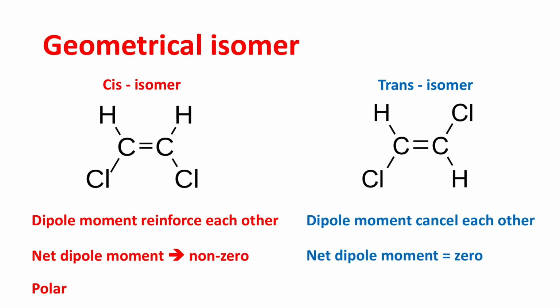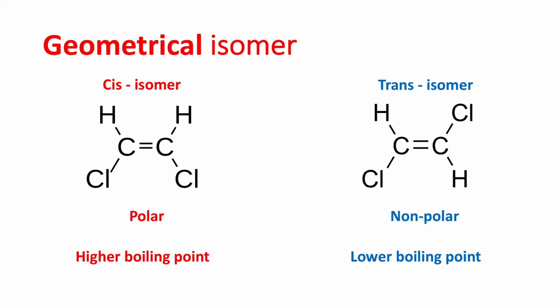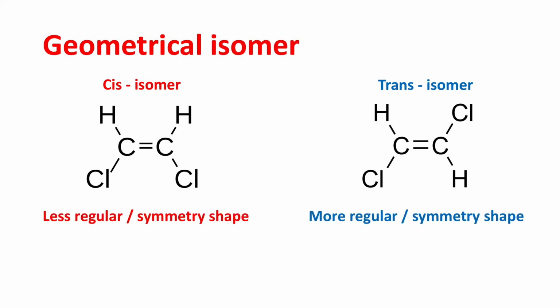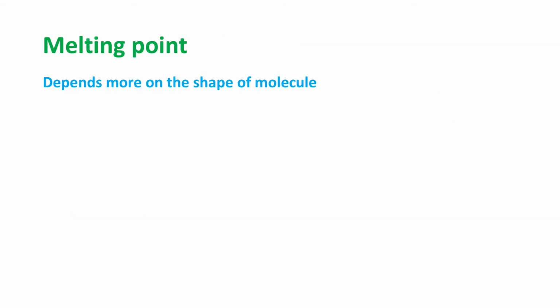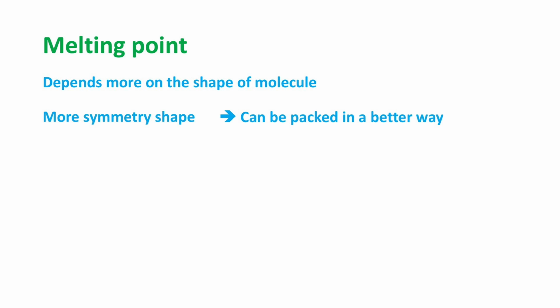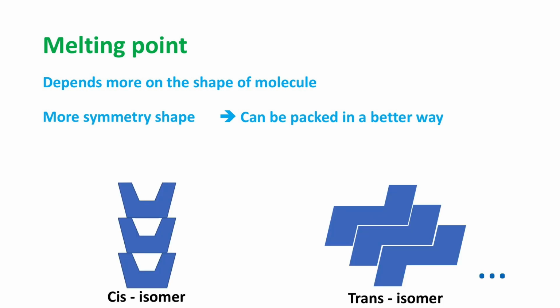This difference can be shown in their boiling points. The cis isomer has a higher boiling point, which depends on the strength of intermolecular force. However, the shape of the trans isomer is more symmetrical, which leads to better packing than the cis isomer. This results in a higher melting point for the trans isomer. As the melting point depends on the shape of the molecule, a more symmetrical shape means the molecule can be packed better in the solid state, which means more energy is needed to melt the solid.